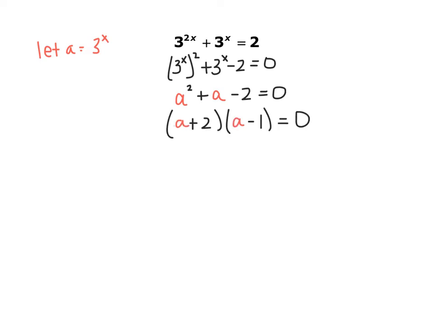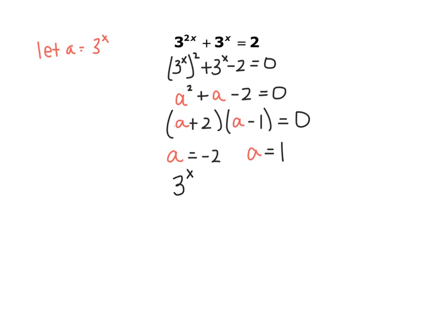So this factors into a plus 2 times a minus 1 is equal to 0. So now we can use the zero product property and solve for a. So go ahead and do that. So you end up with a is equal to negative 2 and a is equal to 1. But remember, we're not solving for a, we're solving for x, so we need to undo our substitution and make these a's 3 to the x again.